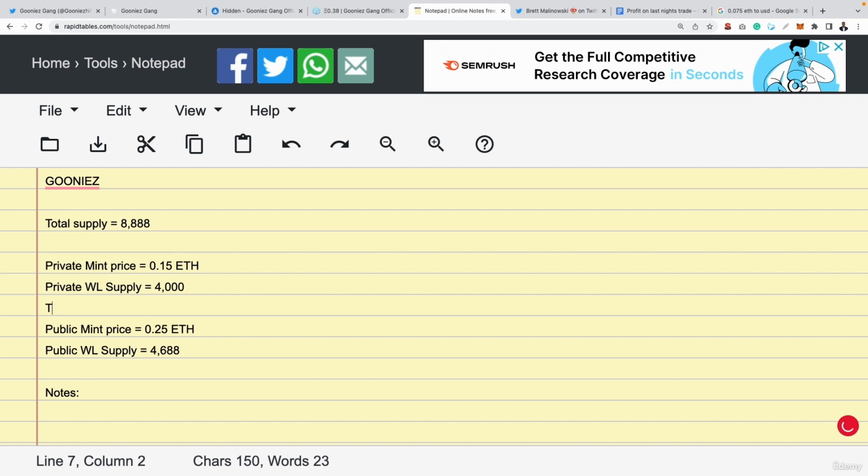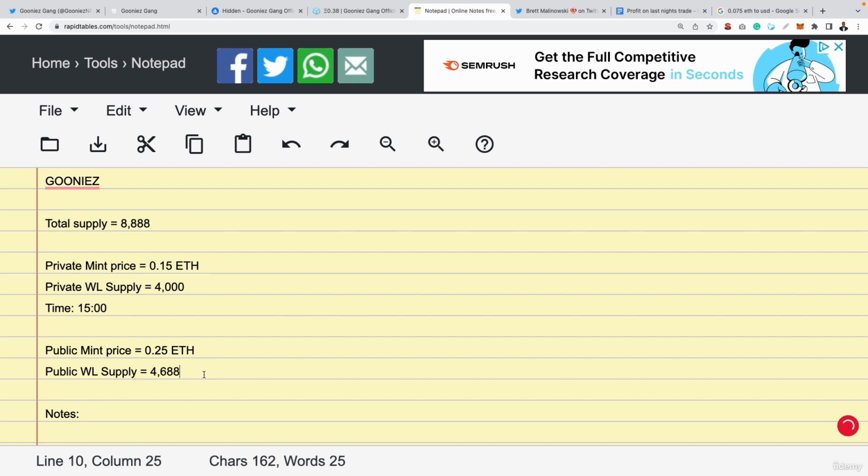Now, some other key things we need to know is time. So what time does this private mint go live? Well, we already know it's 3 p.m., as I've already converted that. And the time for the public one is 7 p.m., so 1900. Now, is there anything else we need to know?